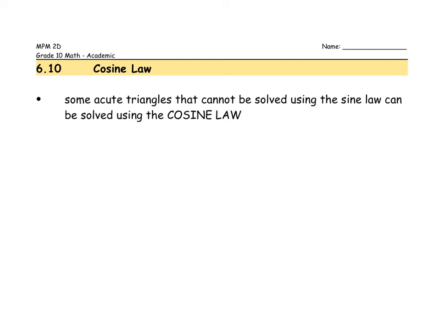So in today's lesson, we're going to learn about the cosine law. And so hopefully you found the sine law okay. The reality is that the sine law can't be used in all problems. So for example, I'm just going to draw out a triangle here, really rough, right? And let's say this is the information that I had.